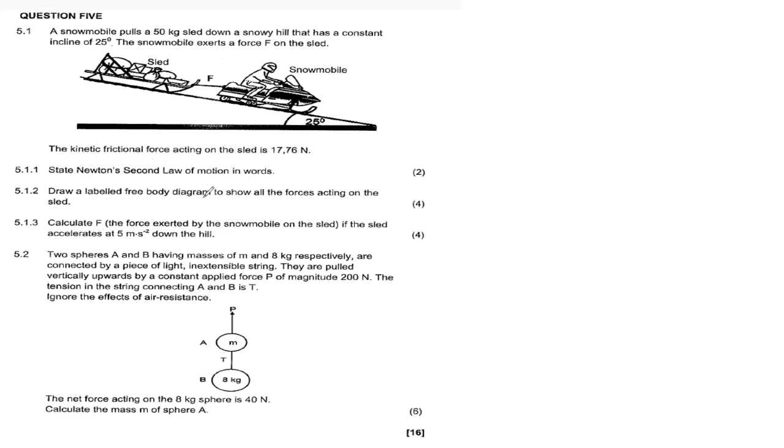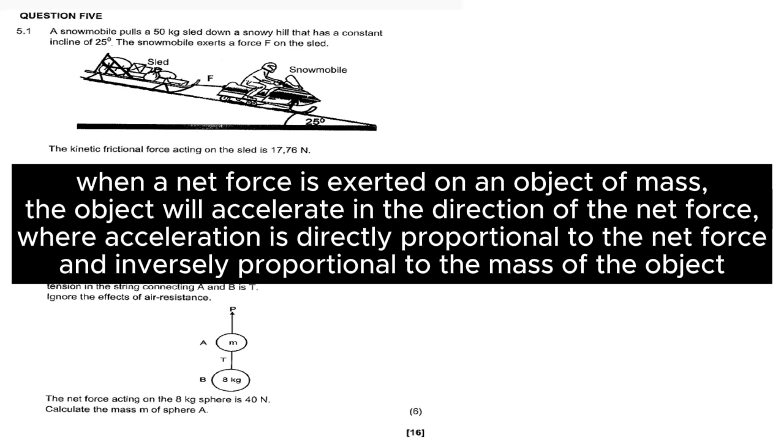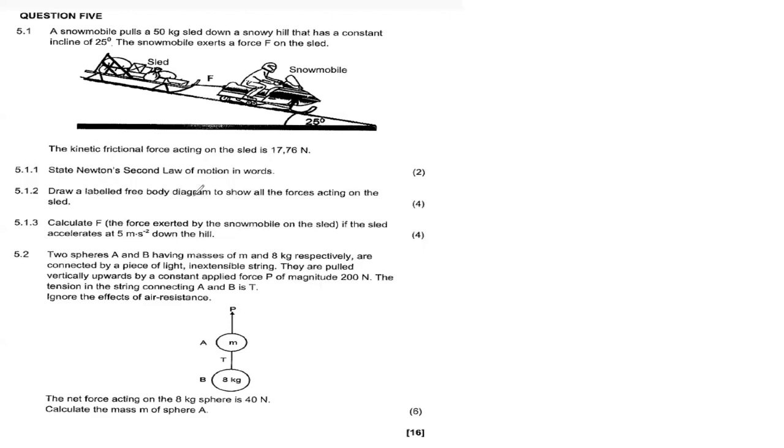So we say Newton's second law states that when a net force is exerted on an object of mass, the object will accelerate in the direction of the net force, where the acceleration is directly proportional to the net force and inversely proportional to the mass of the object. Right. Then 5.1.2 says, draw a labeled free body diagram to show all the forces acting on the sled. Right. Note that, acting on the sled.